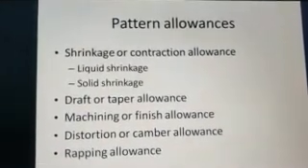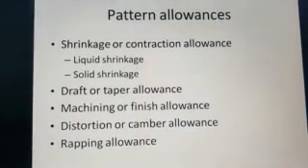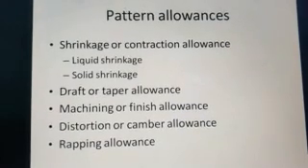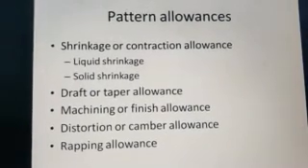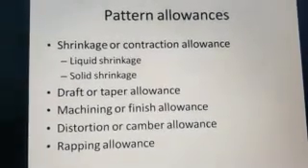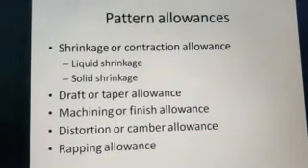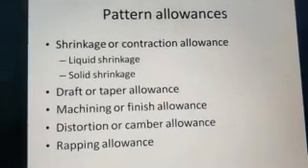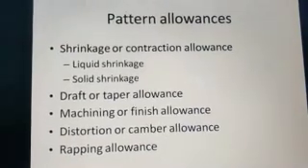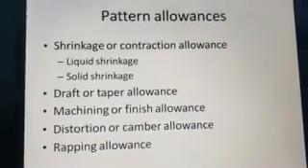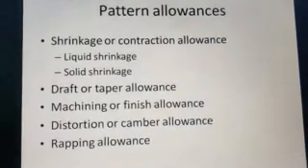So pattern allowances, like we had seen, pattern is not the exact replica. We have to give certain allowances, starting off with shrinkage or contraction allowances. Shrinkage allowances are of two types: liquid shrinkage and solid shrinkage. Metal is poured in its molten state, so when it cools and solidifies, we all know that metal shrinks when the temperature reduces. That shrinking cannot be considered a plus point in casting, so we need to compensate for that shrinkage.